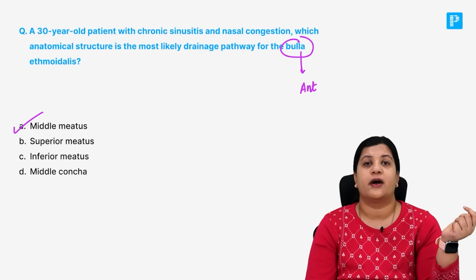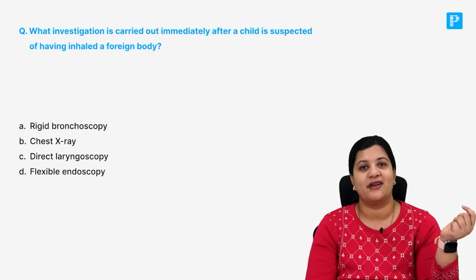So the question here is about anterior ethmoidal cells, so that drains into the middle meatus.